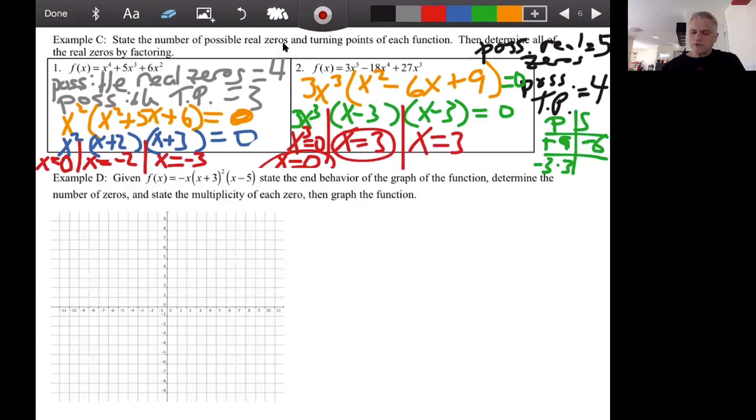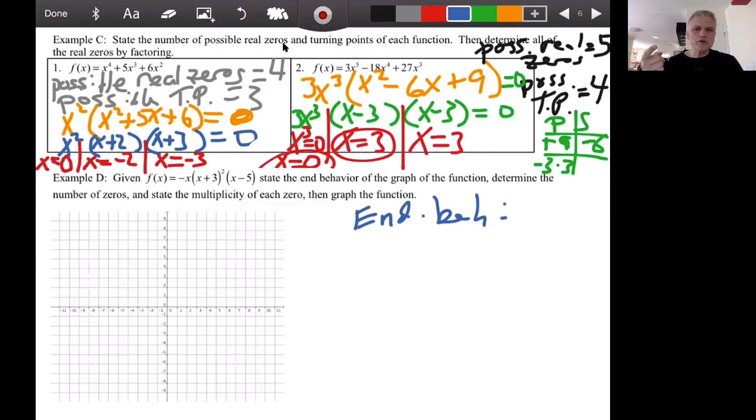Let's do the end behavior first. Remember, we can tell the end behavior. Let's write this over here. End behavior. The end behavior is going to be determined by the degree of the polynomial and the leading coefficient. All right. So the degree of the polynomial. Now, you don't need to multiply this whole thing out. If you need to, for your sake, go for it. But you don't need to do it in order to figure out the end behavior.